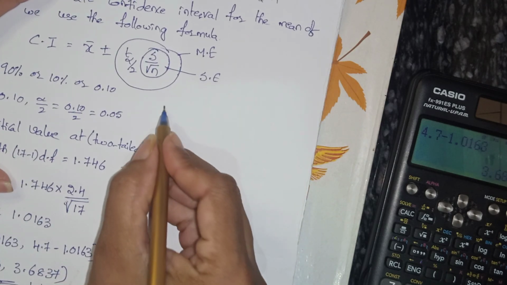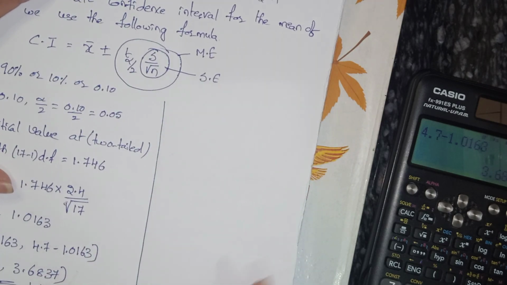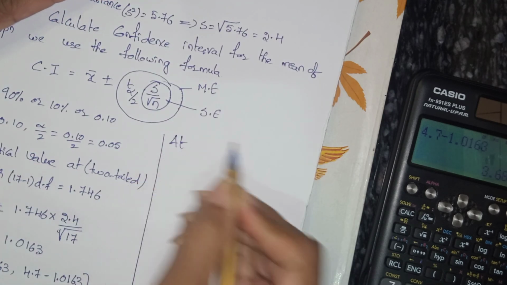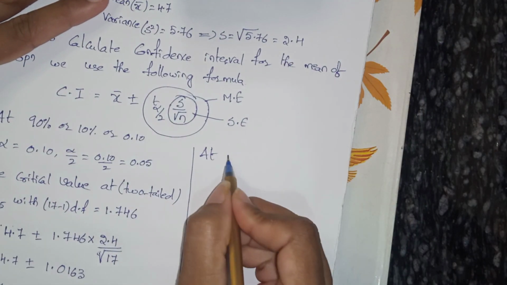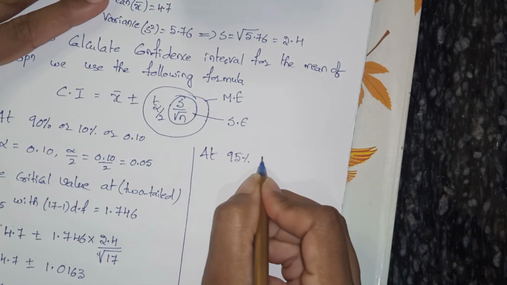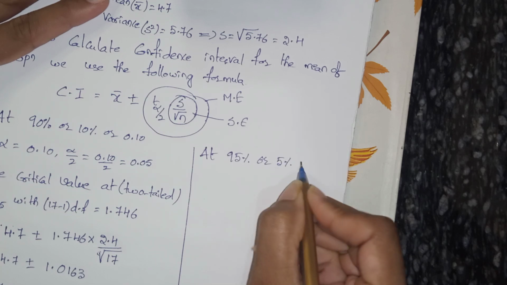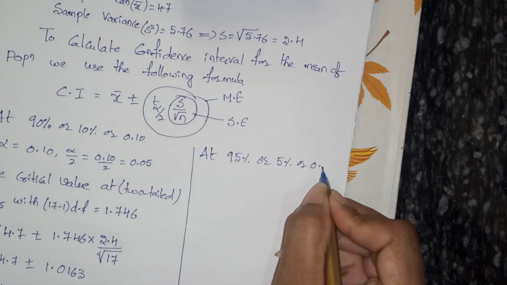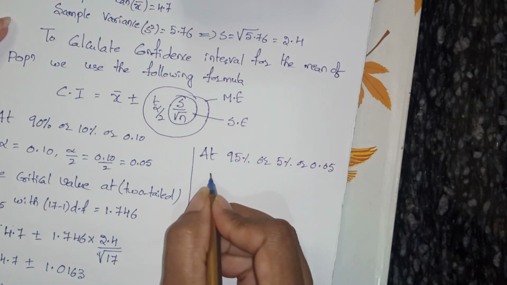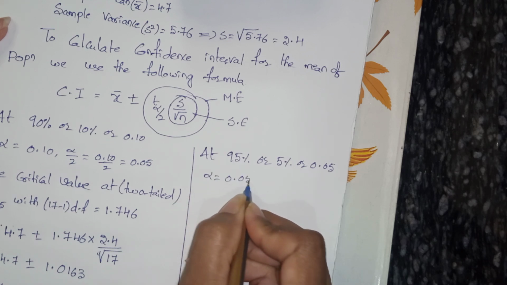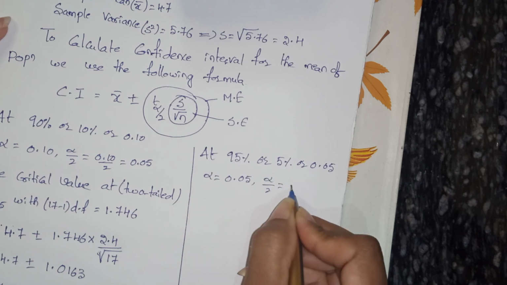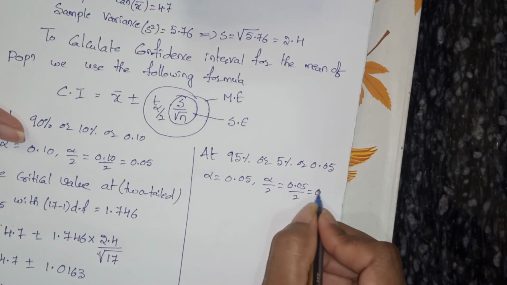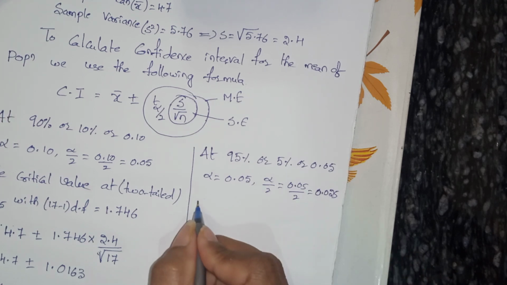Now we are going to calculate at 95%. 95% only they gave now in the question? Yes. So at 95%, or we can say 5%, or else we can say 0.05. So now alpha equals 0.05, alpha by 2 equals how much? 0.05 divided by 2 is nothing but 0.025.